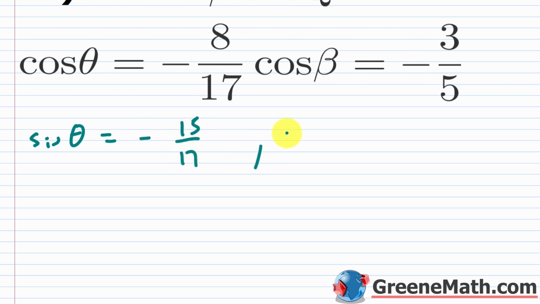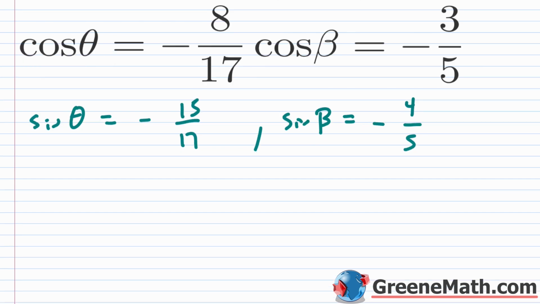Then for the sine of beta, again, if I'm in quadrant 3, sine is negative, and again, you have 3 and 5, so you want 4 over 5, right? Again, 3, 4, 5 right triangle, 8, 15, 17 right triangle. That's where I'm getting that from. Now, again, if that's confusing for you, you can always do this the long way. It's not a big deal.